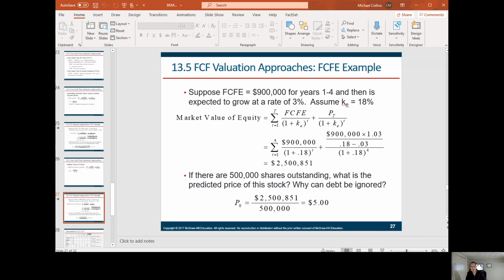If there are 500 shares outstanding, what is the predicted stock price? Why can debt be ignored? Why is debt ignored in this model? It's because it assumes that this is all net of debt, and that because you have cash flows, you have the ability to pay your debt in advance of this.